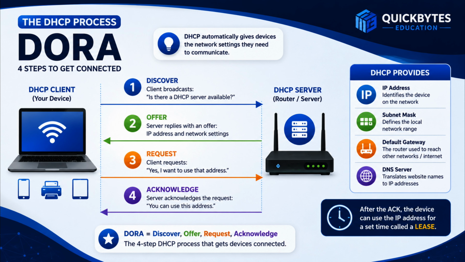The DHCP process is often explained using 4 steps: discover, offer, request, acknowledge. You may see this remembered as DORA. First, the client sends a discover message. Basically, it is saying, is there a DHCP server available? Second, the DHCP server sends an offer. It offers an available IP address and related network settings.